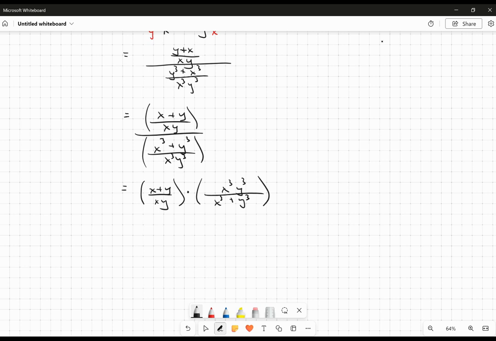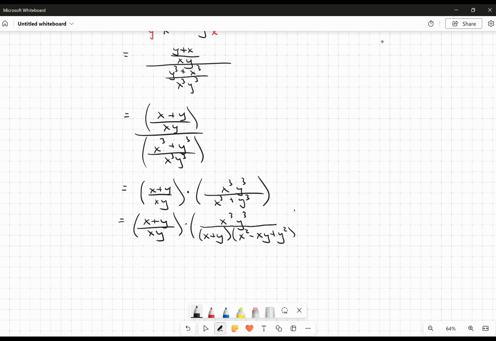But I need to do a little bit more factoring here. So this is going to be x plus y over xy. Can't do much with that. But over here, this is going to be x cubed y cubed. But notice in the denominator, I've got this sum of cubes. And so the pattern here is that this will break down into x plus y multiplied by x squared minus xy plus y squared.